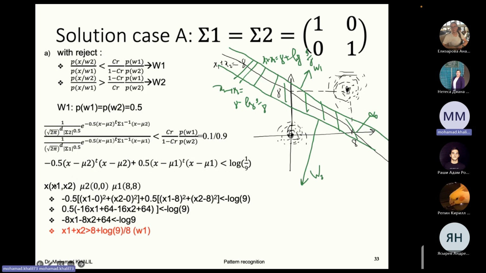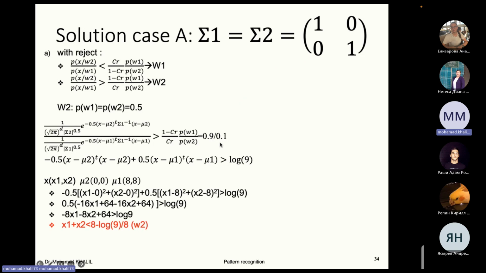So if you develop, mu2 is 0, 0 and mu1 is 8, 8. So minus 0.5 x minus mu2 transpose x minus mu2, and 0.5 x minus mu1 transpose x minus mu1, the distance to class 1, less than minus 0.5. If you develop, look, you have x1 plus x2 greater than 8 plus log 9. This is the equation. The equation x1 plus x2 equals 8, and here it is 8 plus something.